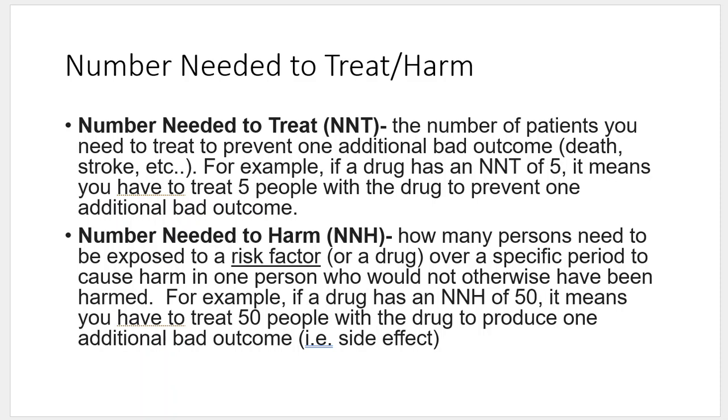So naturally, we want NNT to be small. If a drug's NNT is small and the NNH is high, that's sort of the ideal agent, because it produces its effect without producing harms. Its benefit to risk ratio is high.